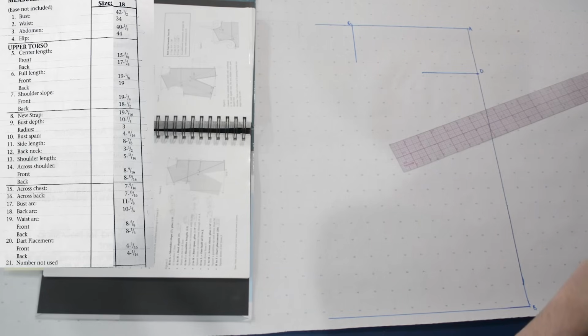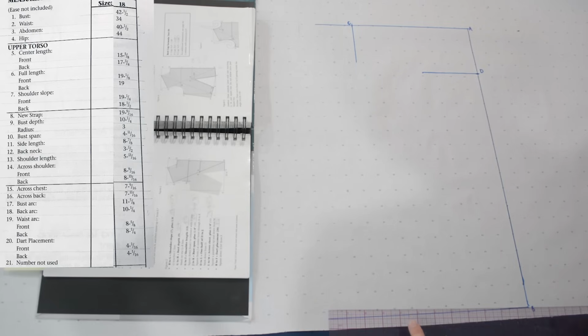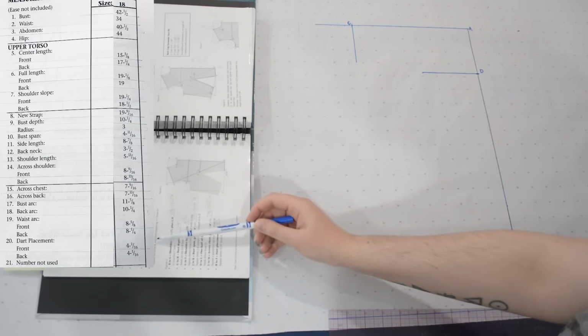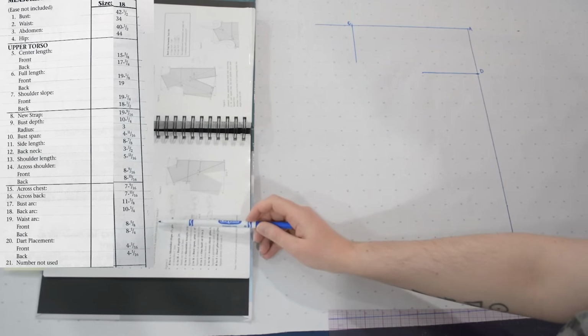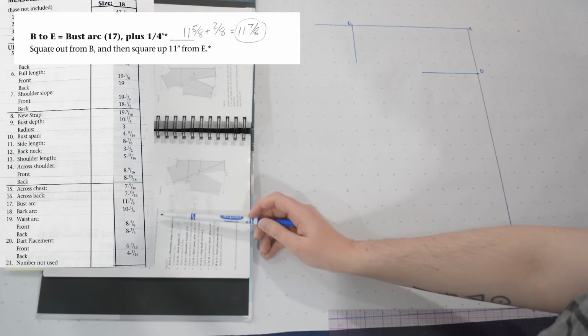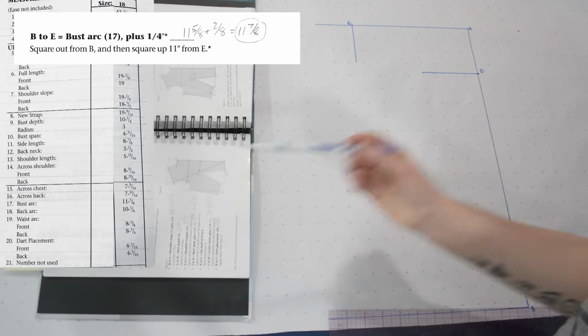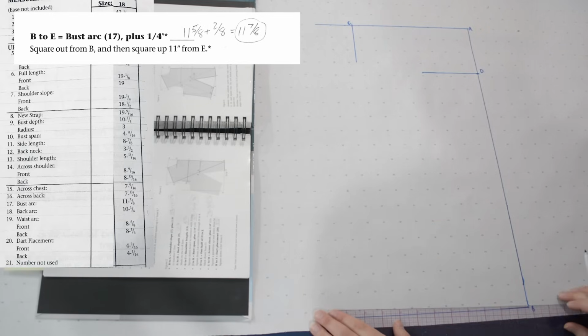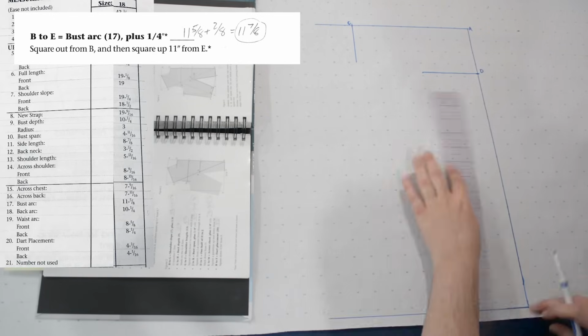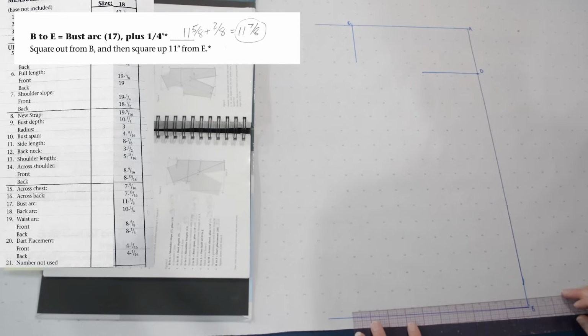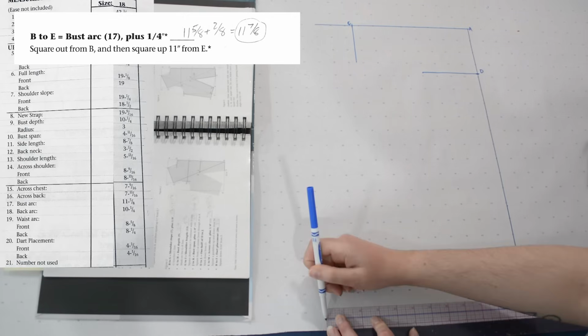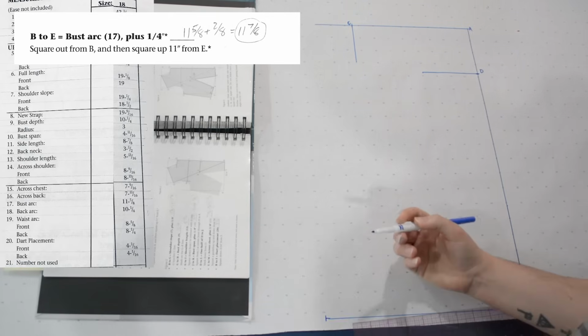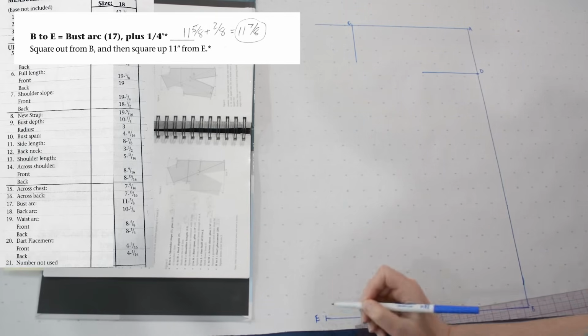And now we go B to E, which is down along the bottom here. B to E is the bust arc from that chart again, plus 1/4 of an inch. So for me, that's 11 5/8 plus 1/4 of an inch, 2/8 of an inch, equals 11 7/8. So I'm going to come down here and go 11 7/8 is what I said, right? Here, funny enough. I was very close. And this is point E.